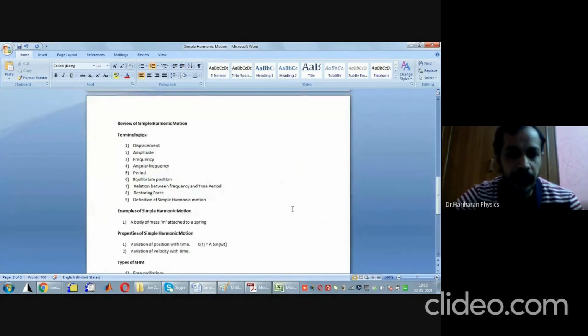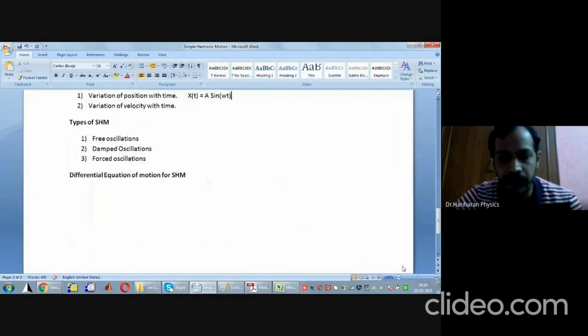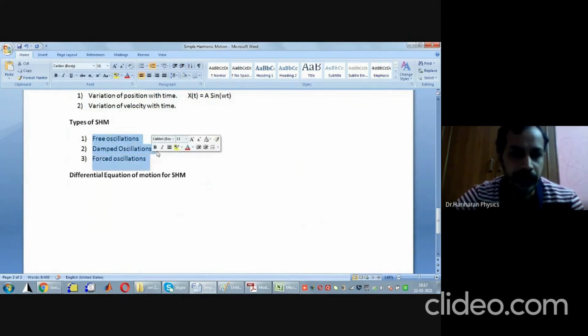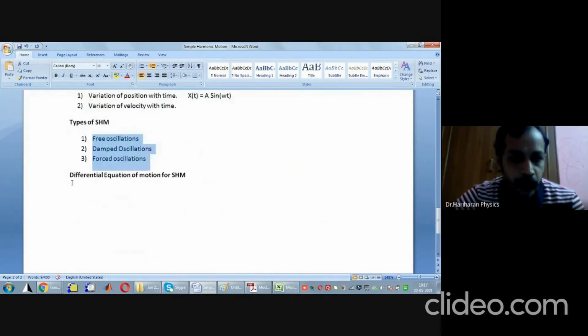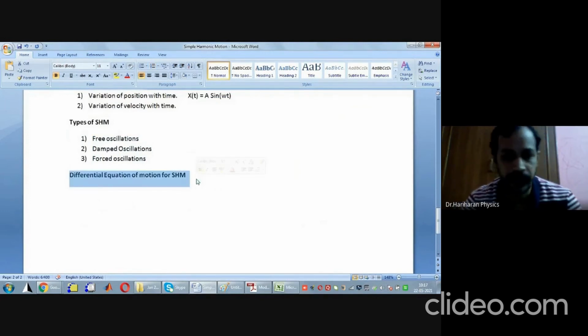Okay, next, what is the last part? This is done. And what are the three different cases of motion we have? We will discuss the theory of free oscillations, then damped oscillations and forced oscillations. Then there is one more thing, the differential equation for a simple harmonic motion. So what is the differential equation for a simple harmonic motion?